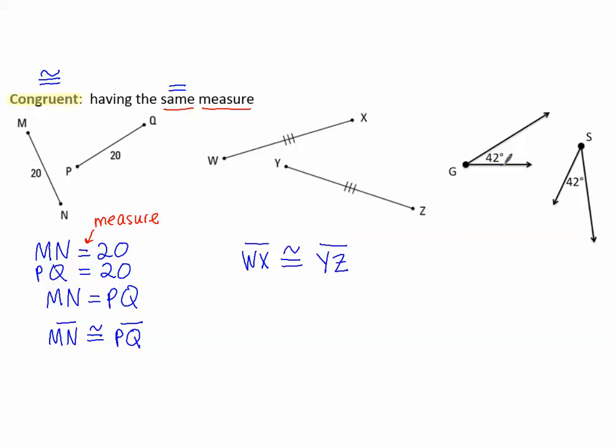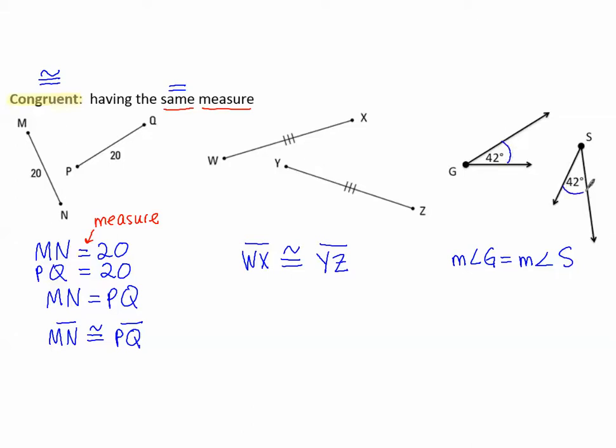This is a picture of two angles, and we see both angles measure 42 degrees. So we write that the measure of angle G equals the measure of angle S. Both of them are 42 degrees. Therefore, they are congruent.